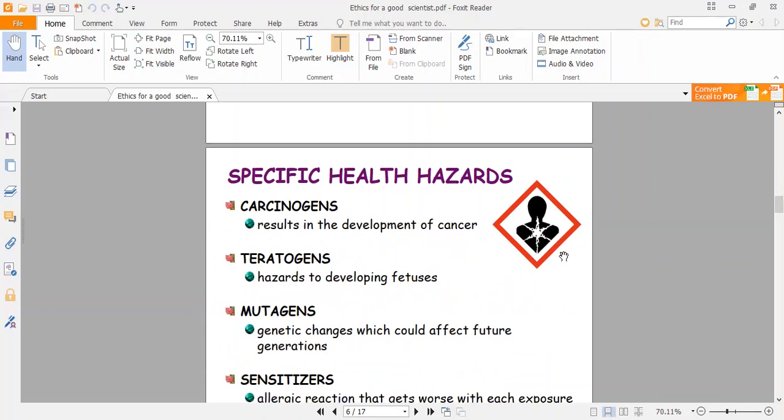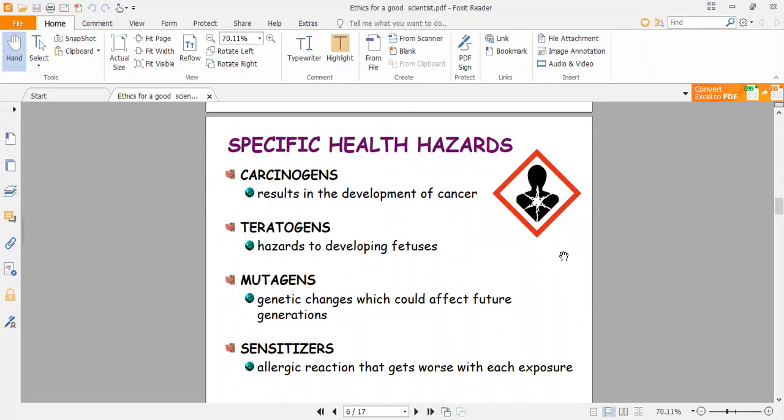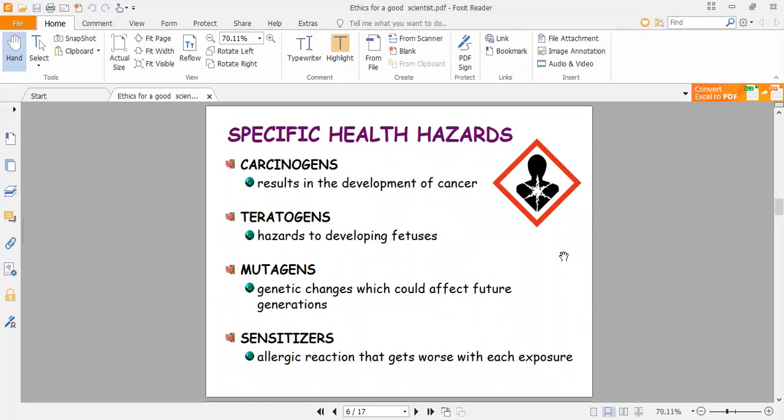There are different terms used with reference to different hazards. Like for carcinogenic hazards, the term carcinogens is used, and for the hazards to the developing fetus, teratogens is used, and for the mutagenic hazards, the term mutagens is used, and for the allergic hazards, there is a term that is used, that is sensitizers.